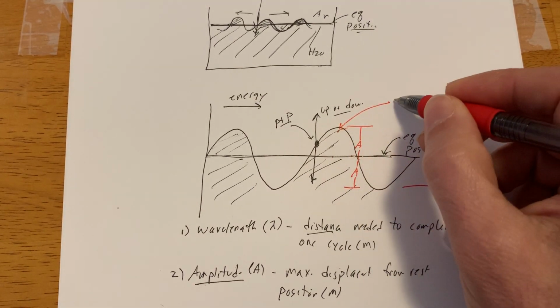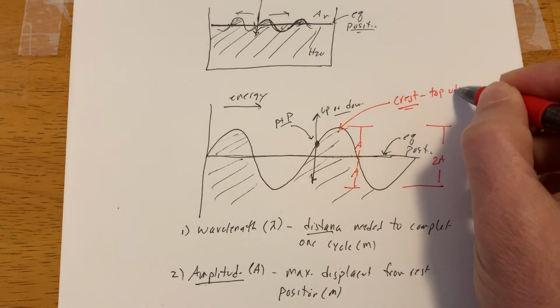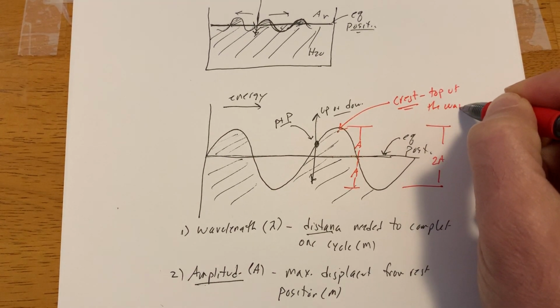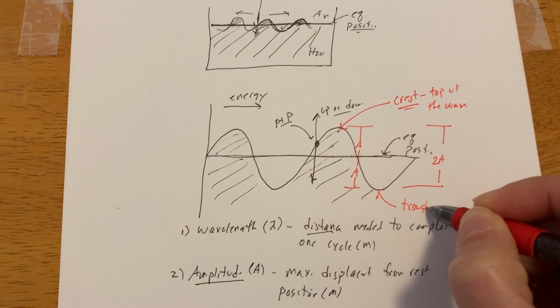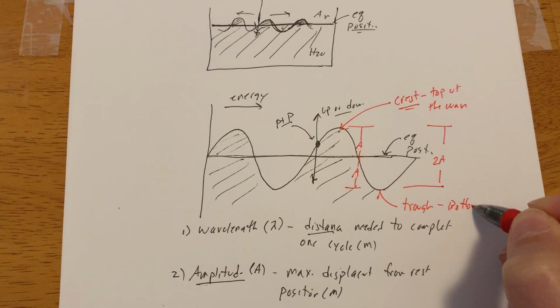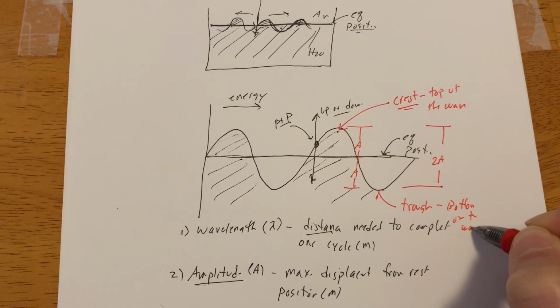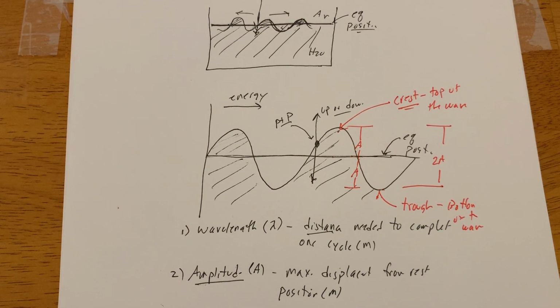A couple other things. It's important later on, but it's just something you should be aware of. What is this point here? We call this the crest. This would be the top of the wave. How about down here? Well, this is called a trough. If that's the top of the wave, the trough is the bottom of the wave. So here are some characteristics of a transverse wave, something that you should be aware of.